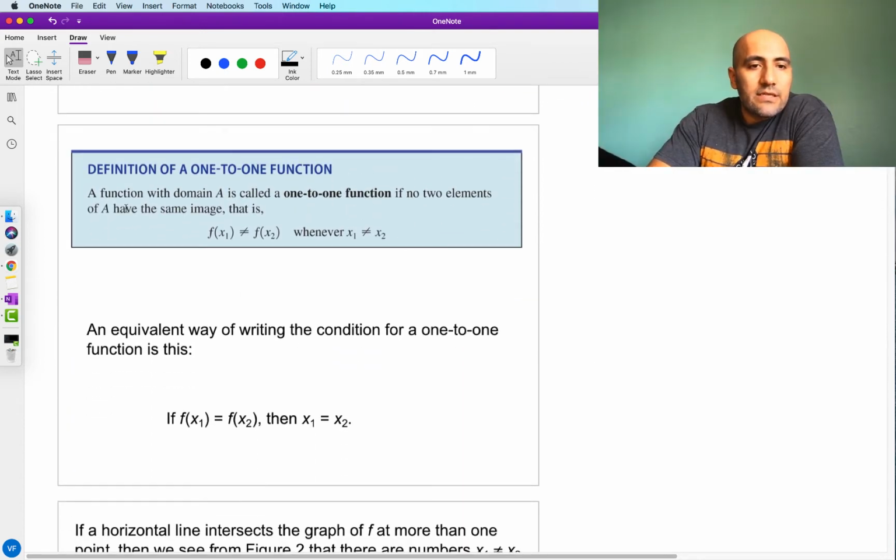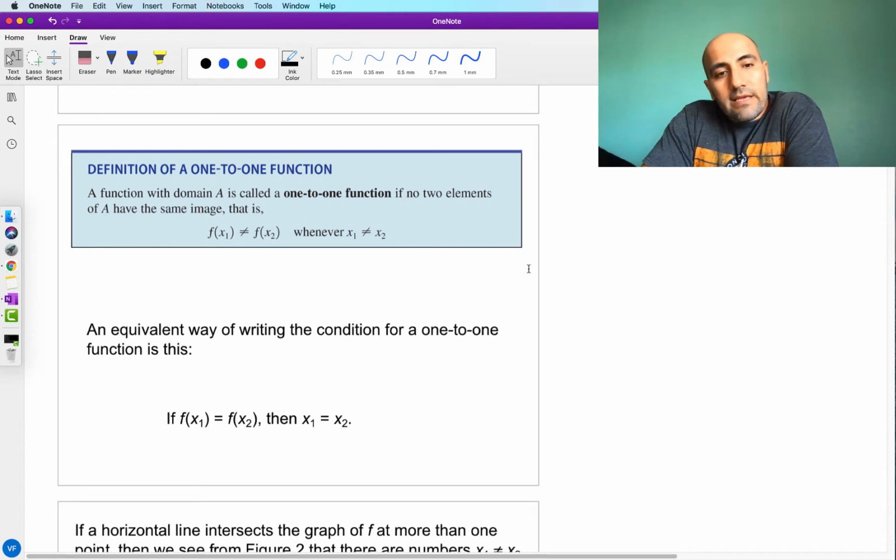And so here is the formal description of that. A function with a domain A is called a one-to-one function if no two elements in A have the same image. That is, f of x sub 1 does not equal f of x sub 2 whenever x sub 1 does not equal x sub 2. Okay, this presentation of this rule, I think, is a little bit more complicated than it needs to be. I've never really liked that style of presentation for it, so I don't really use it.